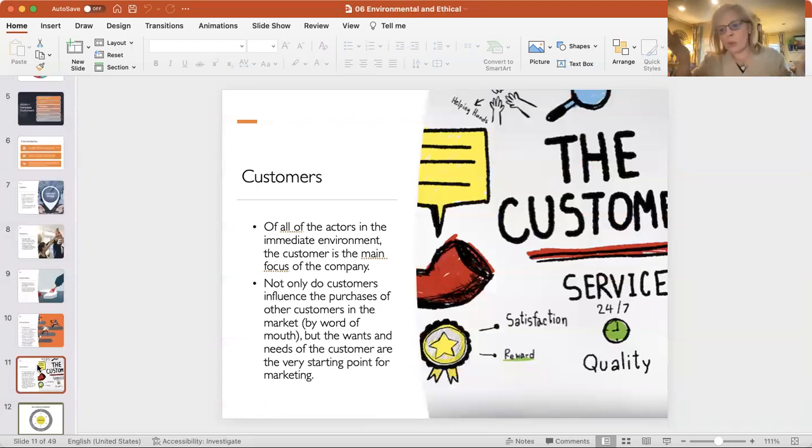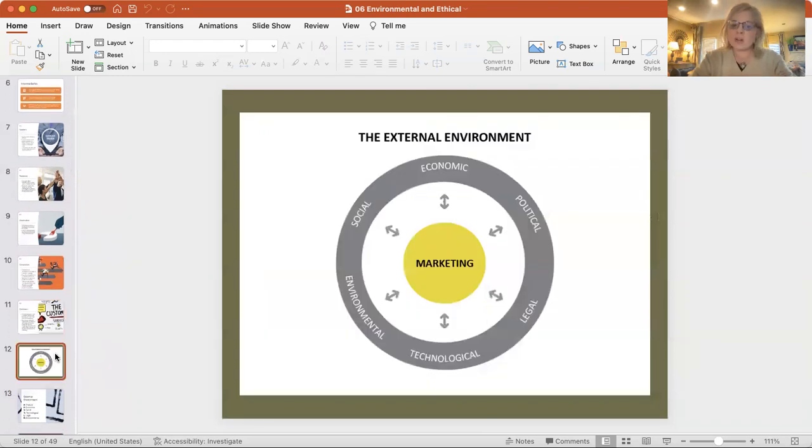Our customers, we know who our customers are, right? If the 4 Ps are the 4 wheels of a car we're building, the customers, they are the engine. They are the main focus of our company, because without them, we are not selling anything, and we're certainly not making any money. What is the external environment?